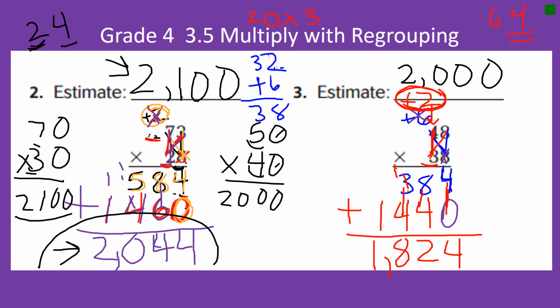All right, so our actual answer is 1,824. And let's see, our estimate was 2,000. Yeah, I'd say that is a reasonable product according to our estimate. Okay? All right, let's practice a couple more of these guys.